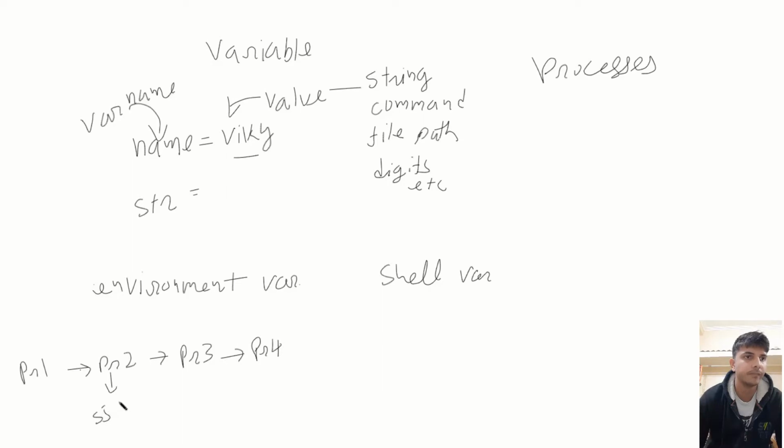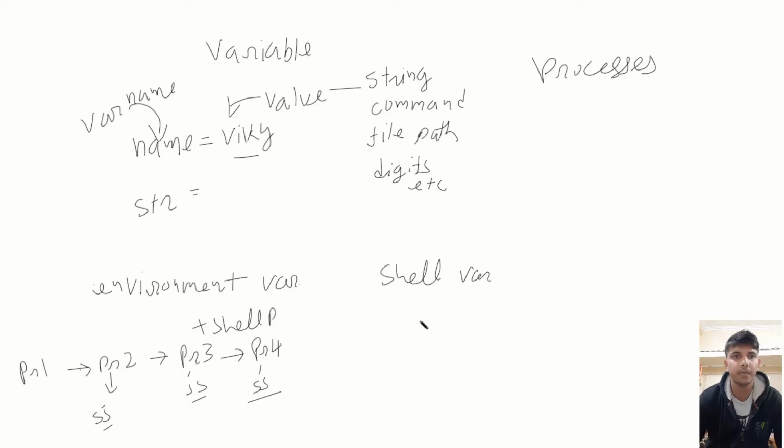Just assume anything. So if it is an environment variable, then all the subsequent processes will be able to use this variable. For example, pr3 will be able to use the ss variable, and pr4 also will be able to use the ss variable. So an environment variable can be created by any process, along with our shell process. The shell process can also create an environment variable, and also note that when an environment variable is created, the subsequent processes can also use that particular variable. So this is about the environment variable.